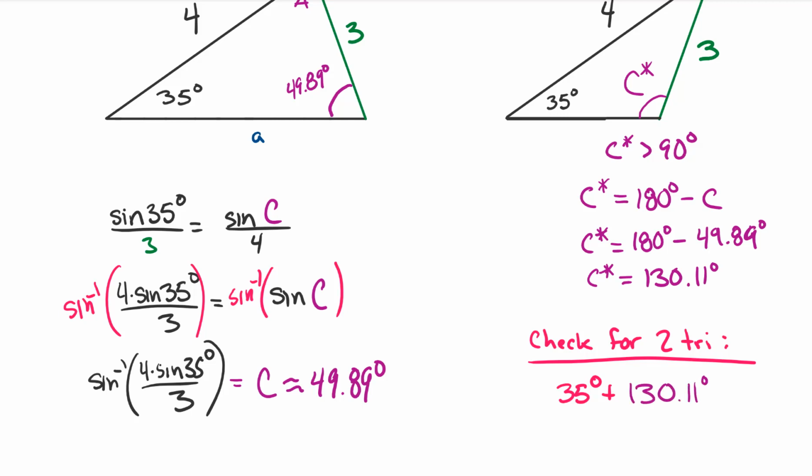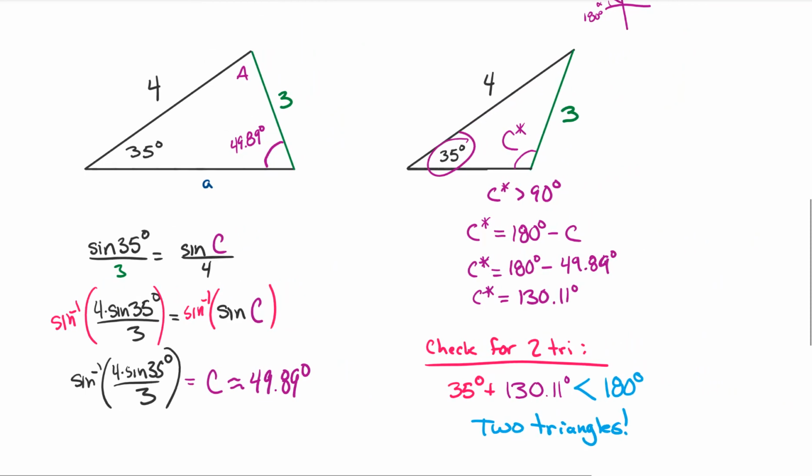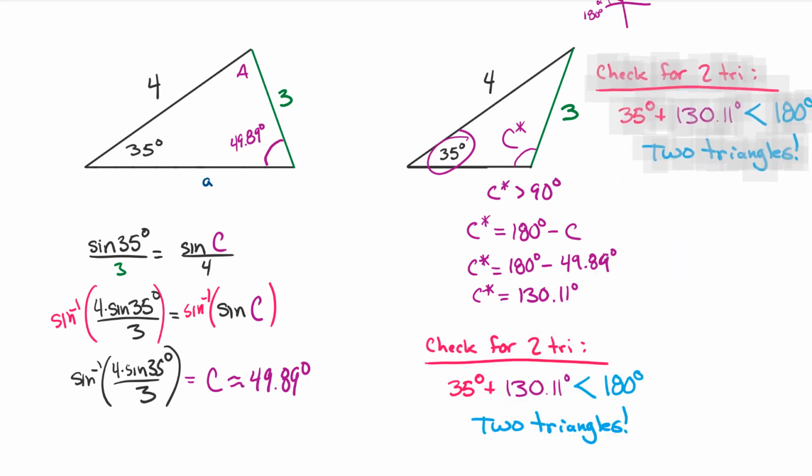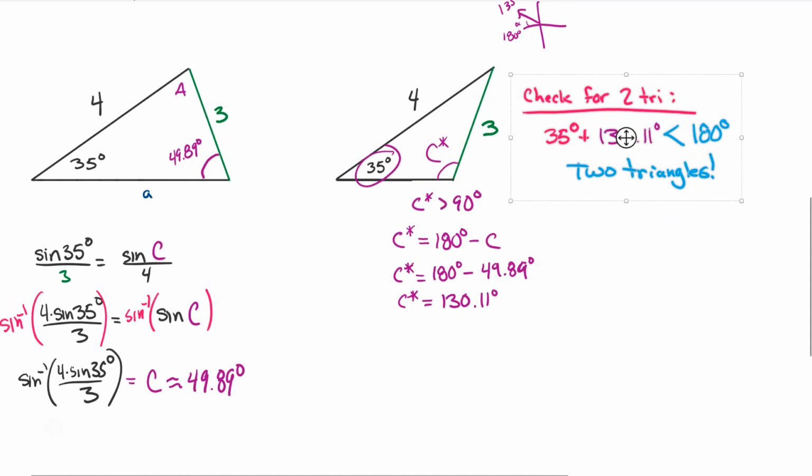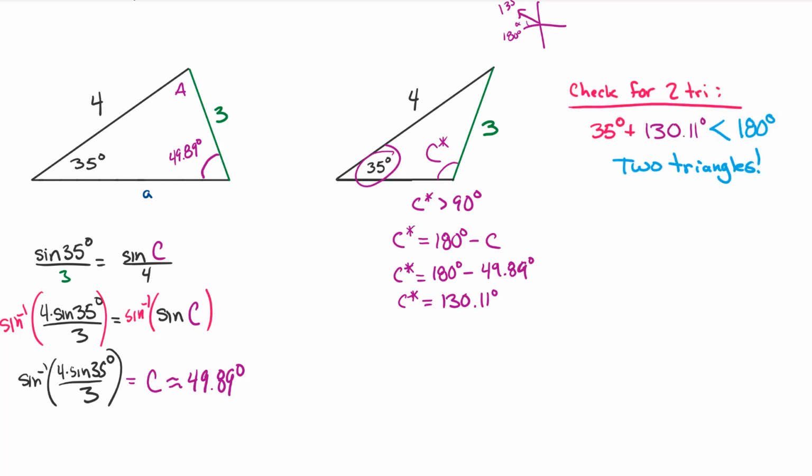We'll take the given angle plus whatever we found for C star, and add it up. If it's less than 180 degrees, you have two triangles. 35 plus 130 is 165. It's less than 180, so you have two triangles. That's your check for two triangles. For this case, we absolutely do. You knew that from the very beginning.